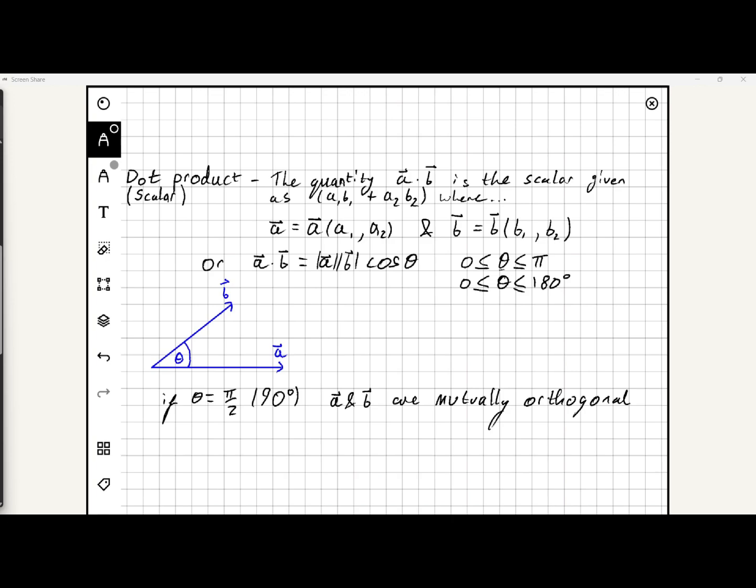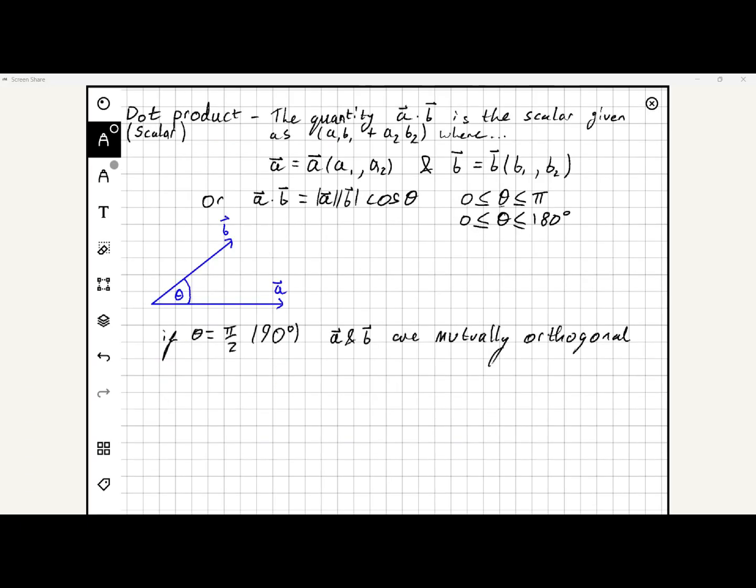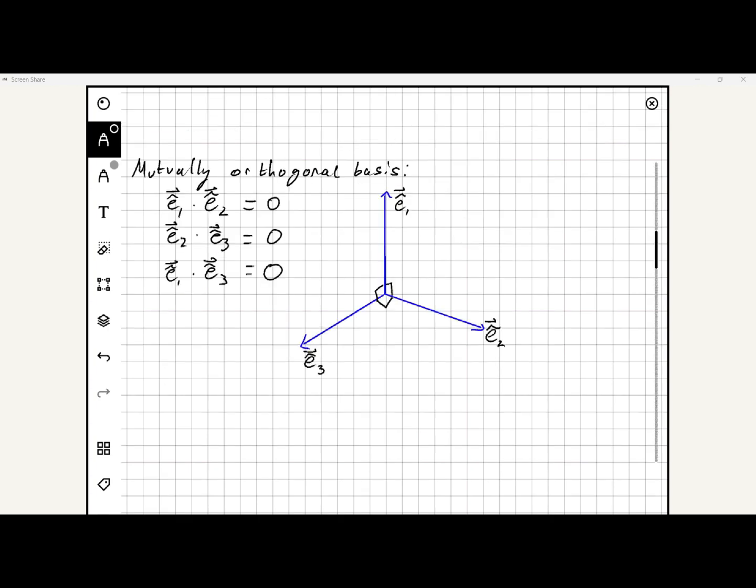Another way we can write this is A dot B equals the magnitude of A times the magnitude of B multiplied by the cosine of the angle between them. This angle goes from 0 to pi, or 0 to 180 degrees. Now, an important definition of the dot product is that if theta equals pi over 2, which is 90 degrees, then A and B are mutually orthogonal. What this means is that they basically are perpendicular.